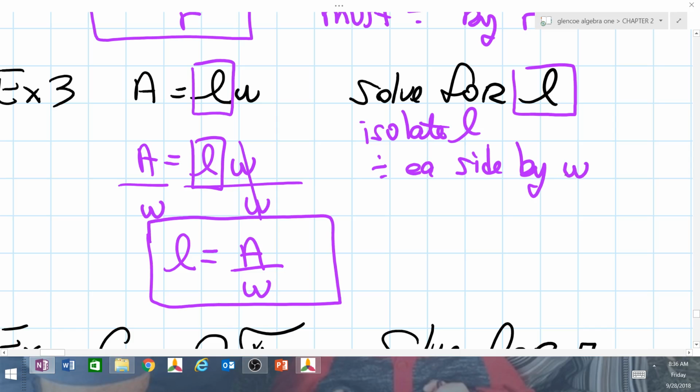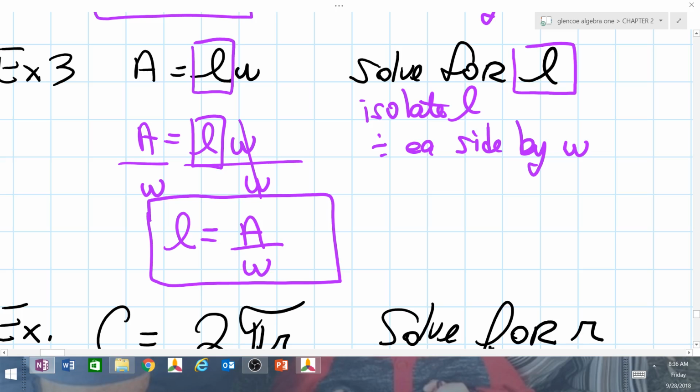Okay, what did you guys get for an answer? Everybody together. L equals A over W, or A over W equals L. Okay, so we're going to solve for L, the length. I put a box around it. I've isolated my variable. I realize that L and W are touching, which means they're being multiplied. The opposite of multiplication is division, and I divide each side by W, which leaves me L equals A over W, or A over W equals L. Does anyone have a question?